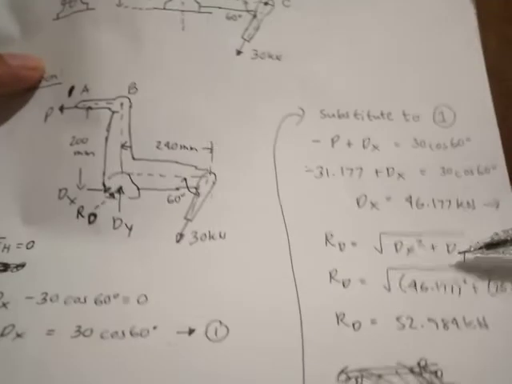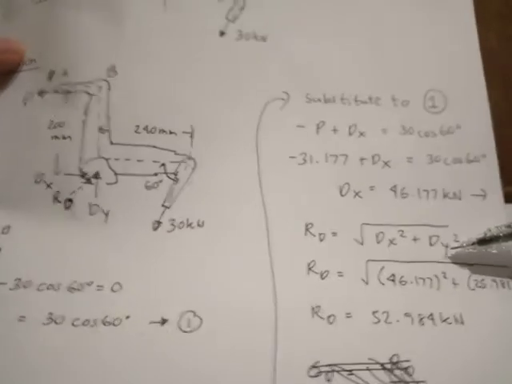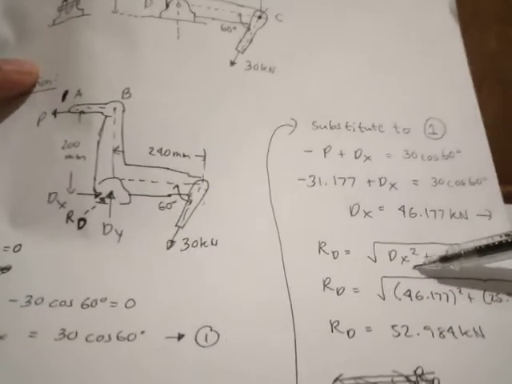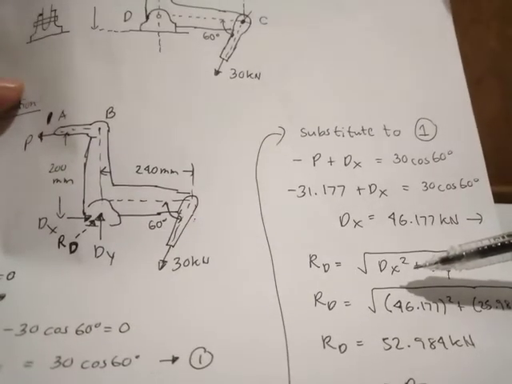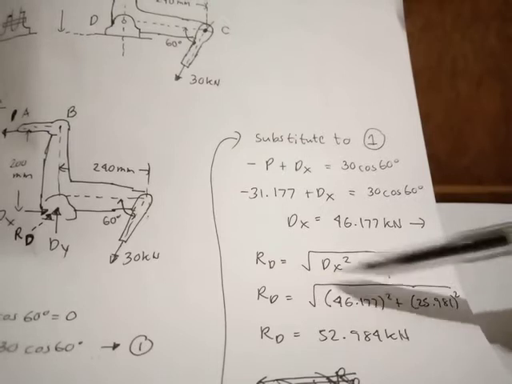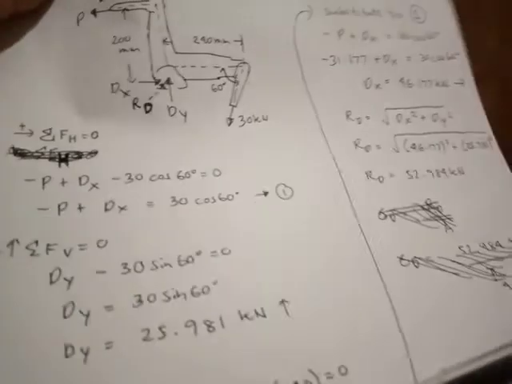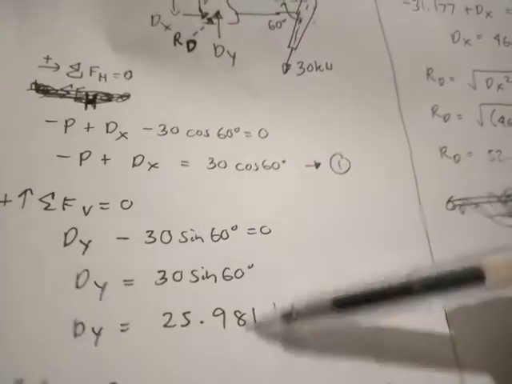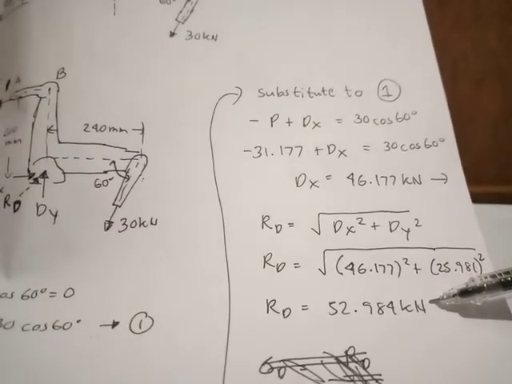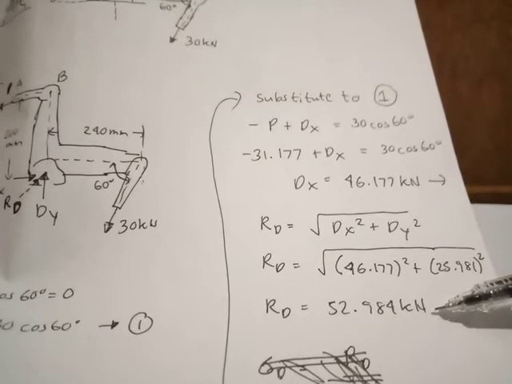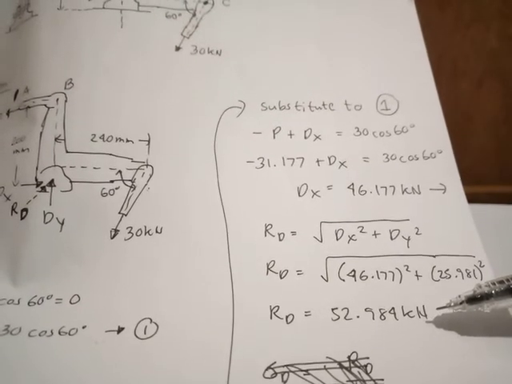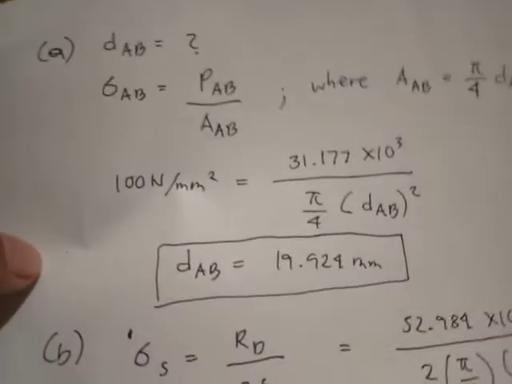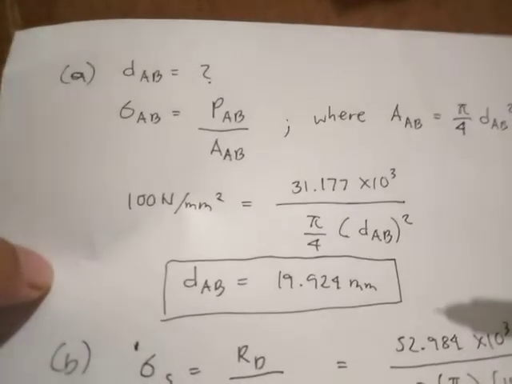So, and then again, makukuha na natin yung resultant at D by having, anong tawag dyan? Pythagorean theorem. By Pythagorean theorem, dx squared plus dy squared. Okay? So, yung dx natin, ito. Yung dy natin, ito. Makukuha natin yung sagot. Ang sagot natin is 52.984 kilonewton. This is the reaction at D. Okay? So, next, hinahanap natin yung minimum diameter at AB.